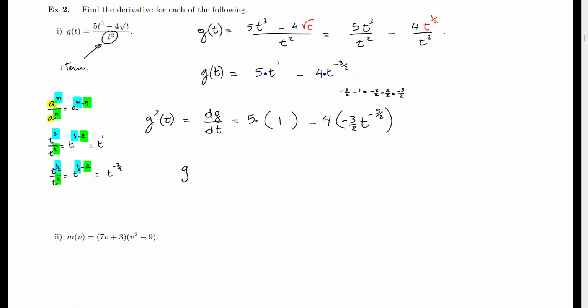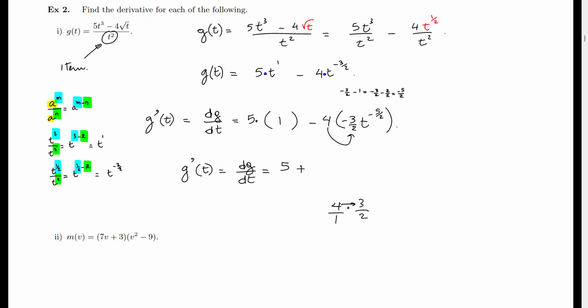All right, lastly, we'll clean up this massive mess we've created. So the derivative of g with respect to t is going to be 5 times 1 is just 5, and then the 3/2 is negative, so double negatives is going to make a positive. And now I got to worry about the 4 being multiplied with the 3/2, 4 times 3 over 2. That's the same thing like 4 over 1 times 3 over 2.